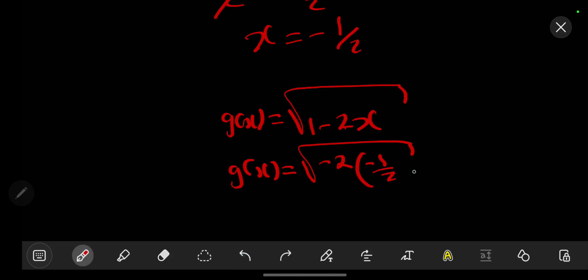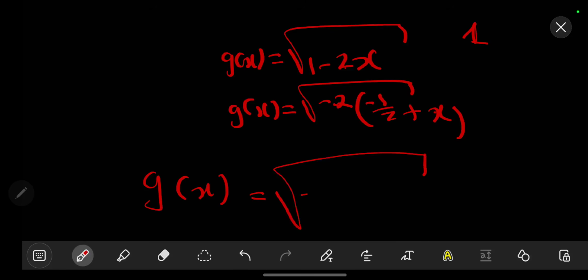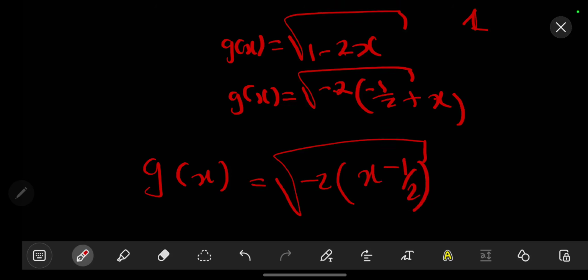Then we are going to have negative divided by negative is positive. Then we have our x like that. In such a way, if I multiply negative by half, negative half, it will give me positive 1. Negative by x, it will give me negative 2x, meaning I can go back to my original equation. So my g of x should be equal to the square root of negative 2 times, rearranging this, x minus 1 over 2 like that.